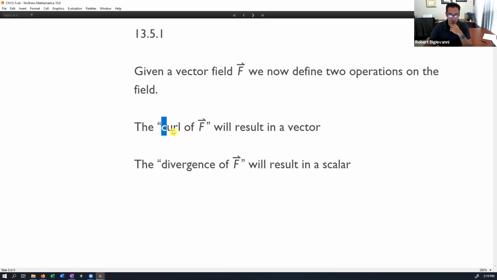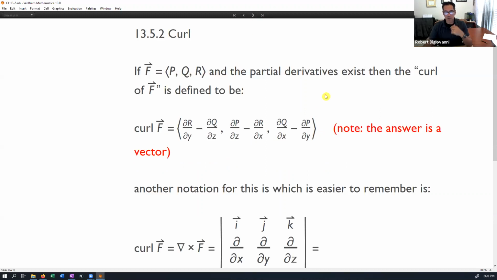When we take the curl of a vector field, the result will be a vector. When we take the divergence of the vector field, the result will be a scalar. These are really cool because it's very visual. So let's start with the curl.